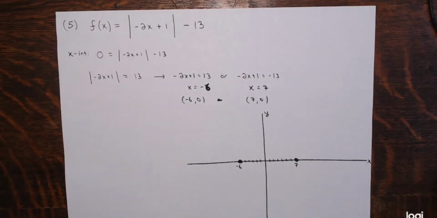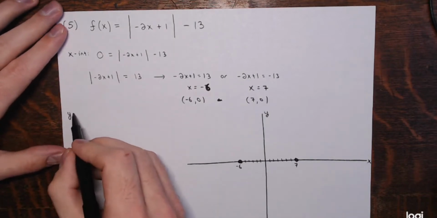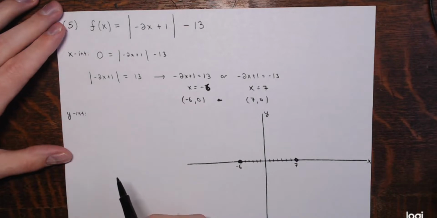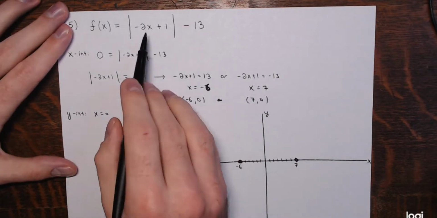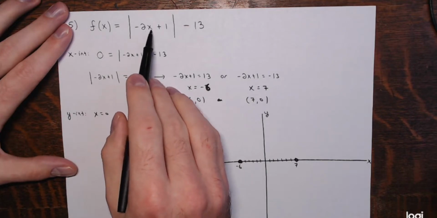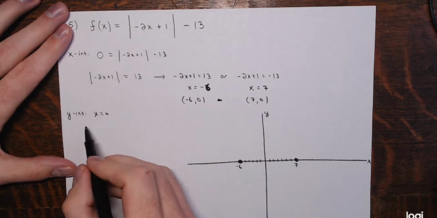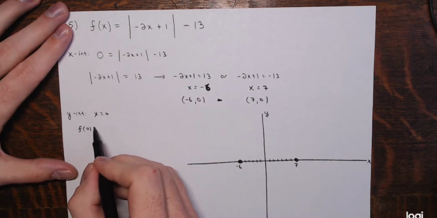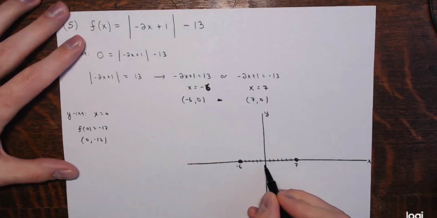Alright, now y-intercept, very simple. If x were 0, this would be 0 plus 1 is 1, absolute value of 1 is 1, 1 minus 13 is -12, right? F of 0 is -12, so 0, -12 would be the y-intercept. Right, there's -12 on the y-axis, and there's the y-intercept there.